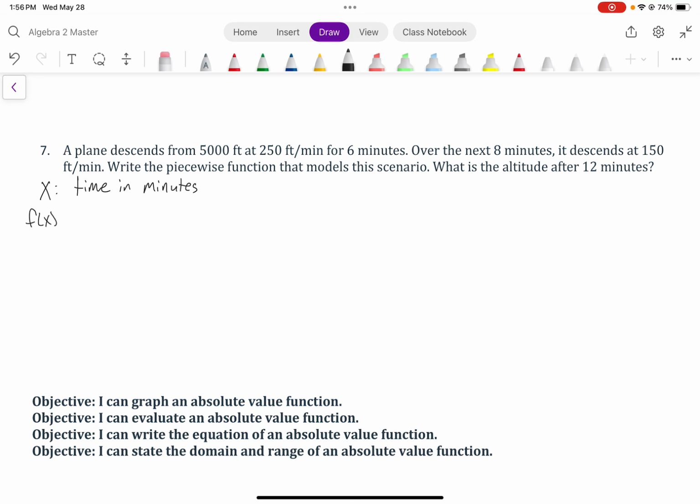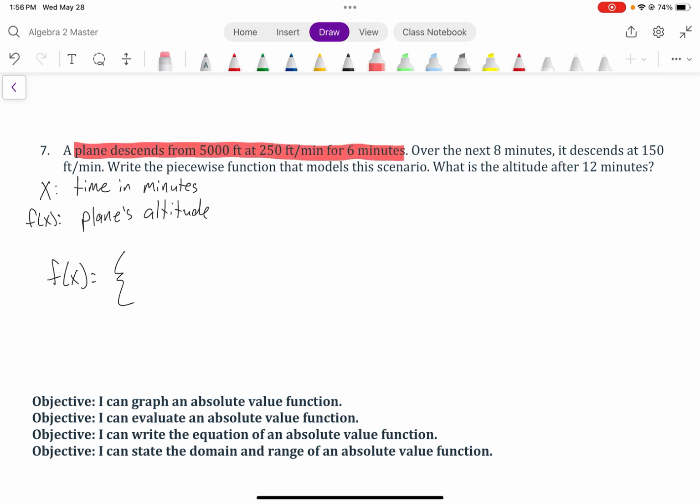Then I get to say f of x is going to be the plane's altitude, the height of this plane after whatever time. So I'm going to end up with a function, f of x is equal to something like this. I'm going to start off with this first sentence. We are starting off at 5,000 feet, okay? So I can just start off at 5,000 feet.